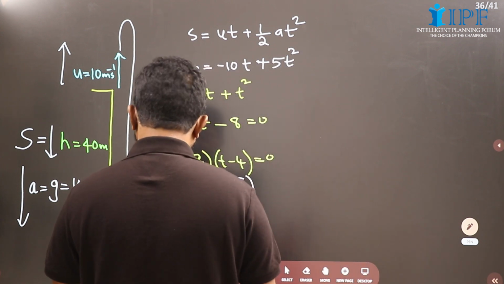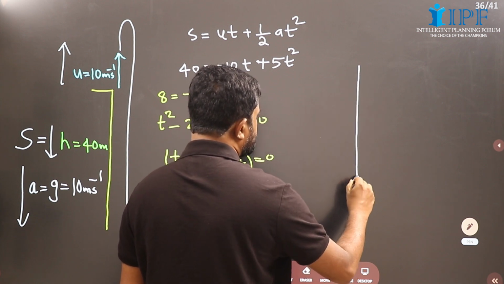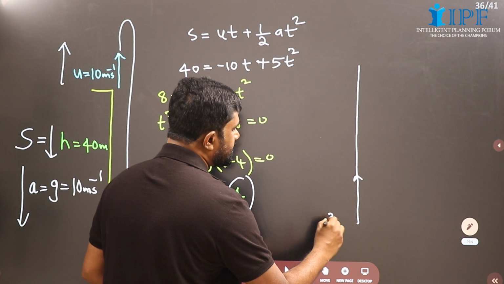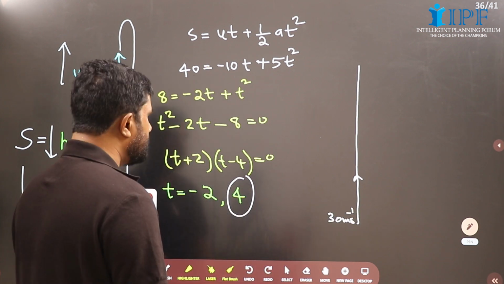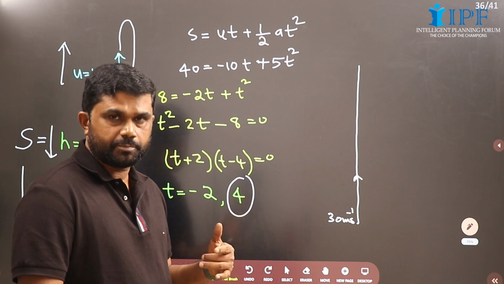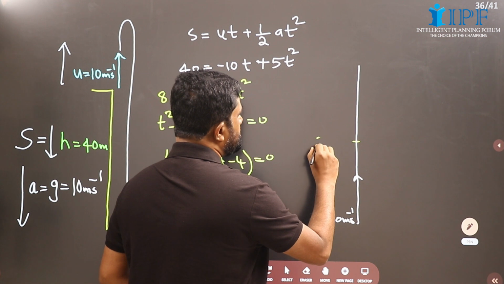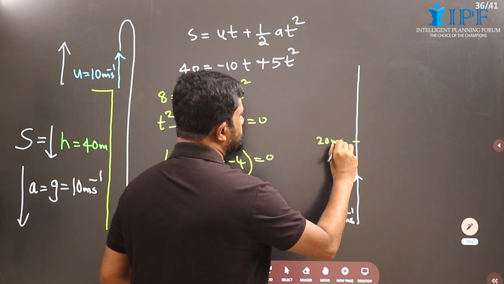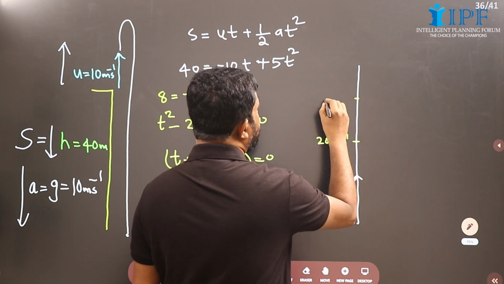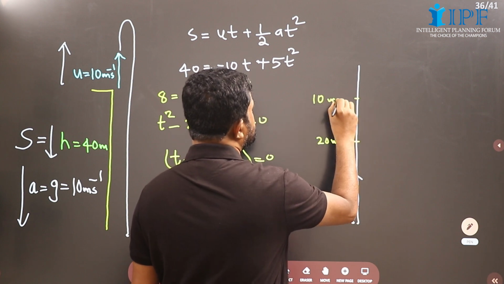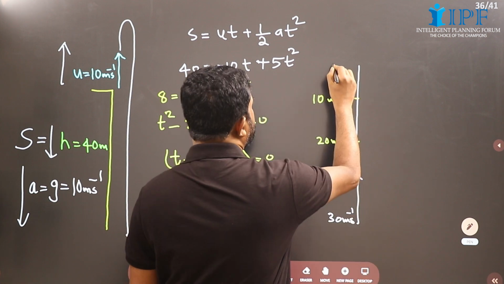Suppose a body is projected with an initial velocity, say 30 meter second raised to minus 1. After 1 second, during upward motion, its velocity will decrease by 10 and becomes 20 meter second raised to minus 1. After 1 more second, its velocity will again decrease by 10 and becomes 10 meter second raised to minus 1. After 1 more second, its velocity will become 0.